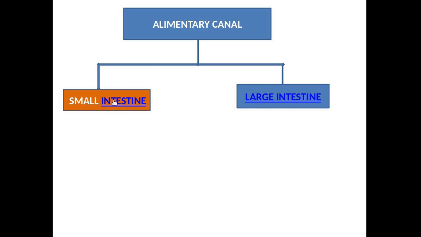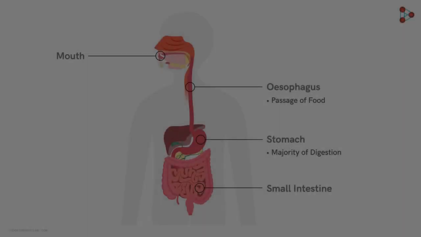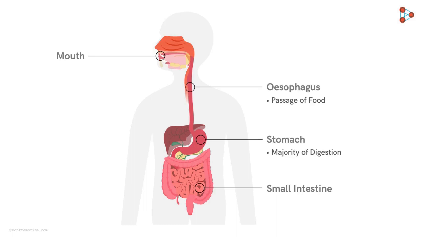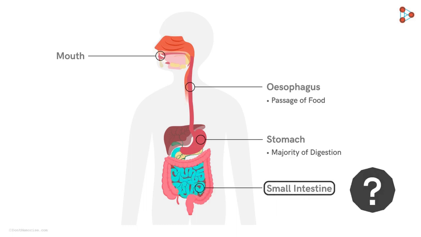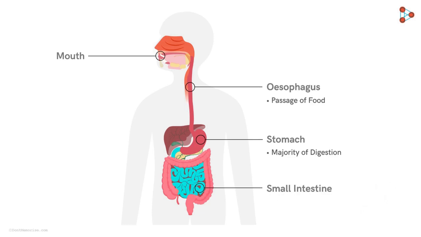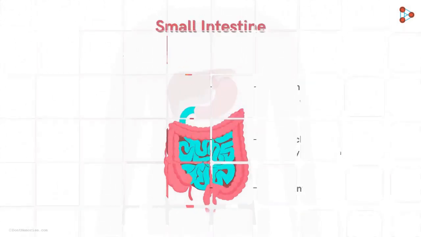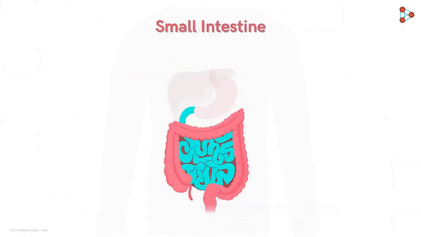Small intestine. Digested food reaches the next part of the canal. This is called the small intestine. Is this part really small as its name suggests? Nope. We should really not go by its name. That's because it's not really very small. Rather, it's a very long coiled tube.